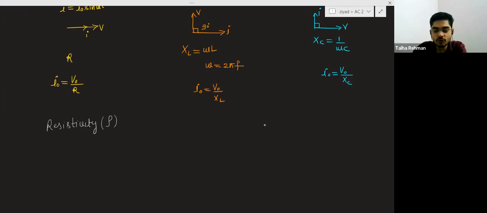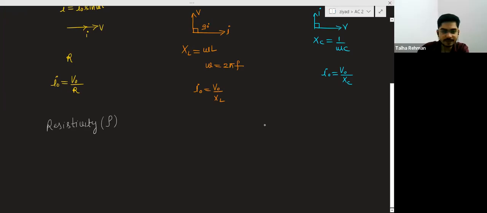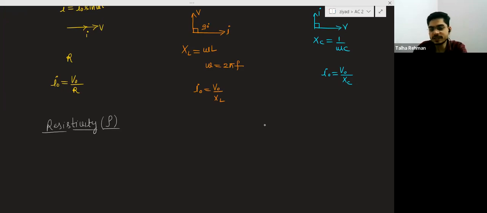Resistance is the opposition to the flow of current. Resistivity, basically, is constant for a certain material. If you take two different materials, then the resistivity will be different. So this can be derived from this formula.